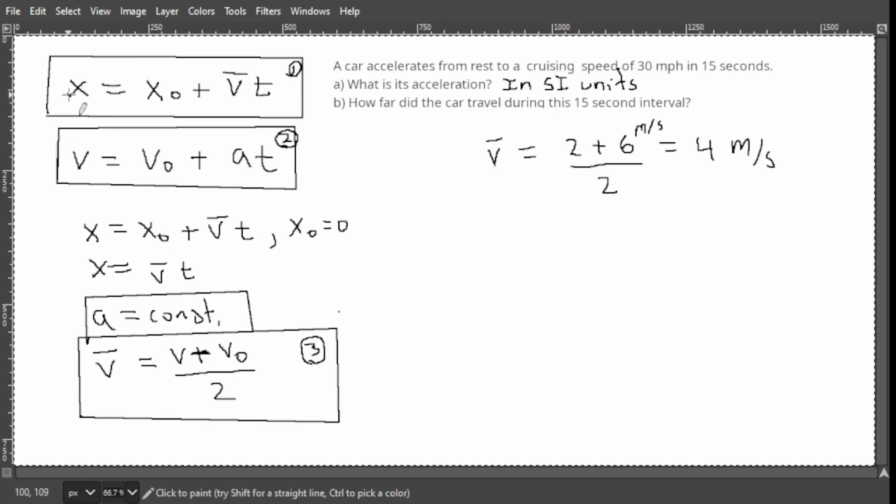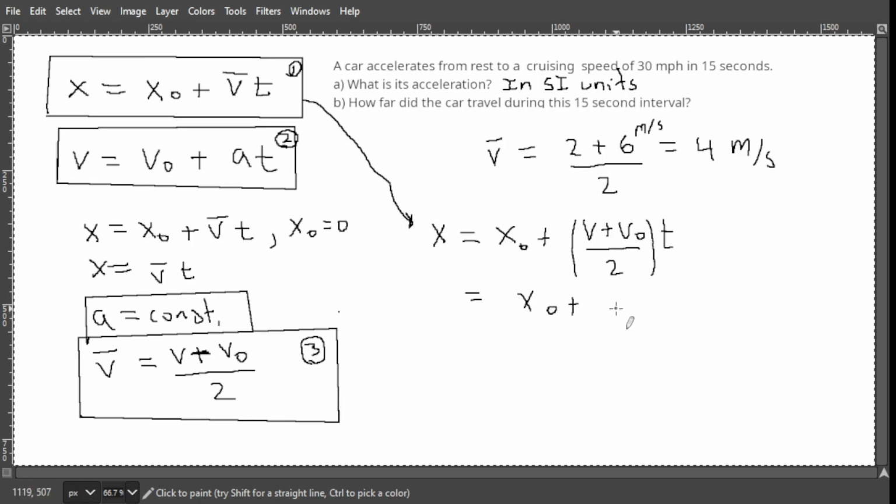One thing we could do to get more equations, always want more equations apparently, is I could just go ahead and replace the average velocity with the initial and final velocity over 2 right here. So this x equation, going from here, I'll have wherever you start off at, x0 plus the average velocity. But now my average velocity, I'll write it this way, is v plus v0 over 2 times t. Or I could write it like this. Let's see, it's going to be x0 plus v0 over 2 t plus v over 2 t.